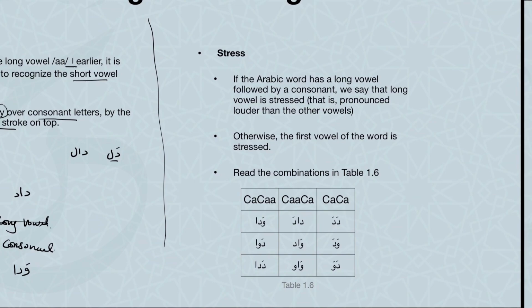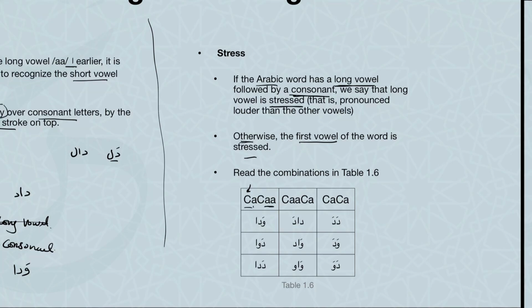But the general rule of thumb is that if an Arabic word has a long vowel followed by a consonant, we say that long vowel is stressed. If that condition is not met, the first vowel whatsoever is stressed. What are these C and A? C is just a consonant, whatever letter there is, and A is the vowel. So one A would refer to a short vowel, and the double A is a long vowel.